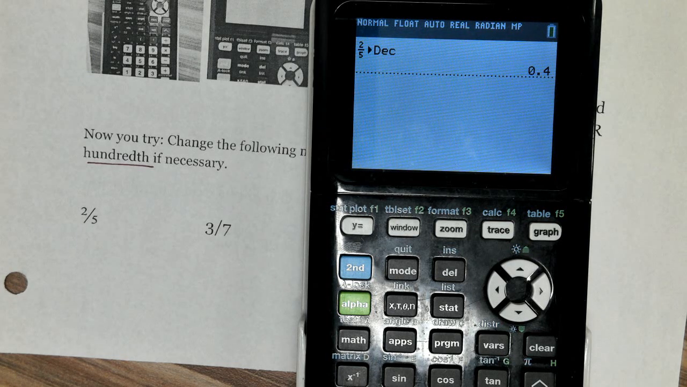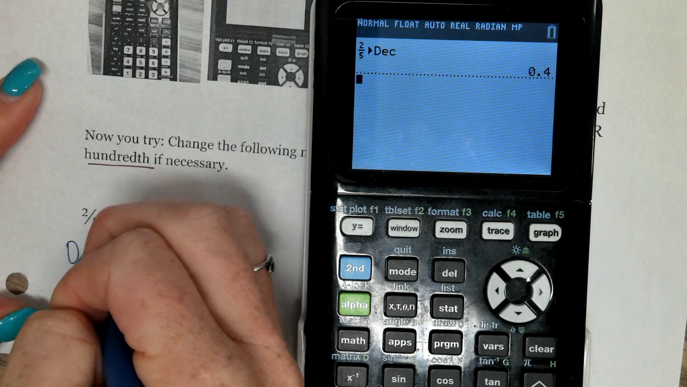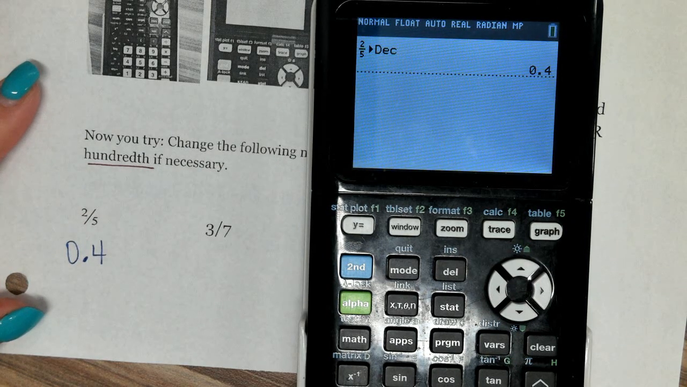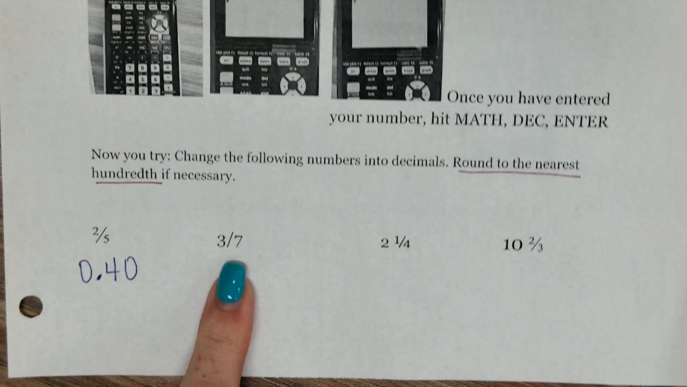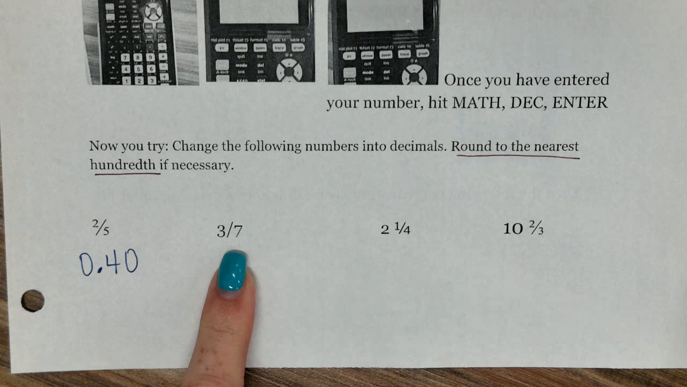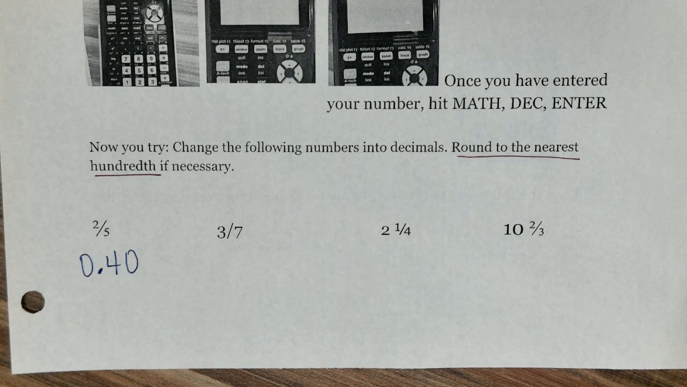So I'm going to write 0.4. If money makes you feel better, add that 0, 40 cents. But it doesn't matter. It's the same thing. Now I want you to do this one on your own. Raise your hand if you need help. Guys, this one's going to be a crazy long decimal. You're not going to write the whole thing. I want you to round it to the hundredths place. That means make it look like money, 2 numbers after the decimal.